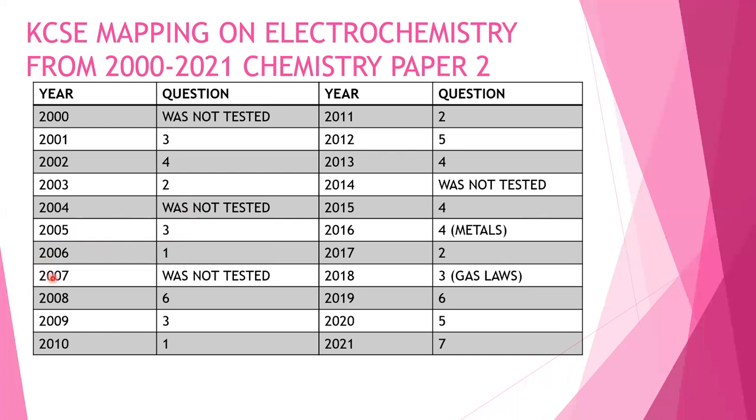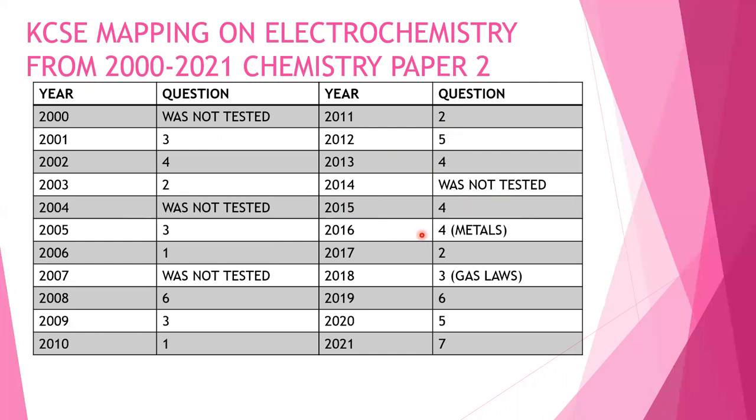In the year 2007, it was not tested. In the year 2008, it was tested, question 6. The year 2009, it was tested in question 3. In the year 2010, it was tested, question 1. The year 2011, it was tested. In the year 2012, it was tested. The year 2013, tested question 3. In the year 2014, it was not tested. In the year 2015, it was tested, question 4.